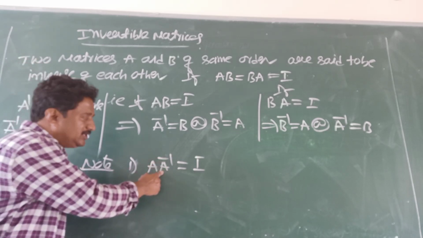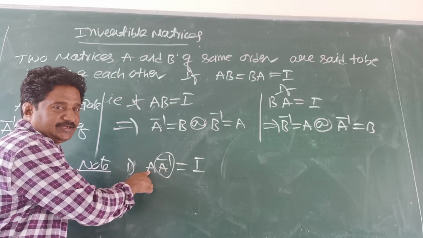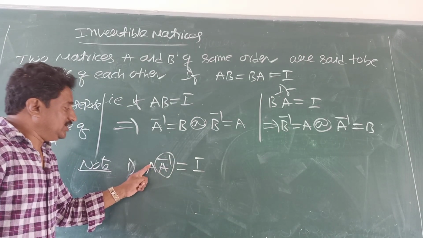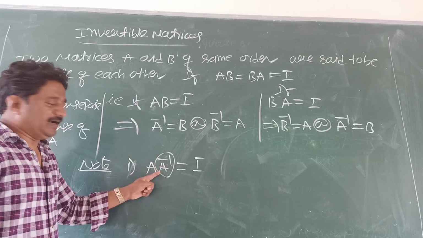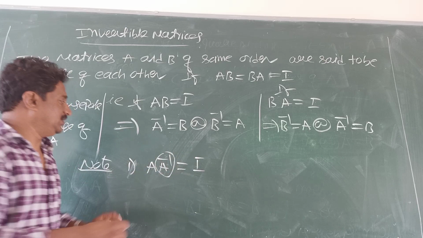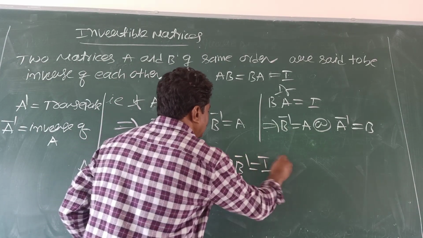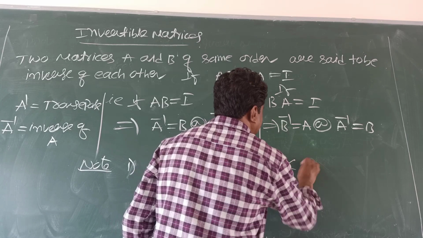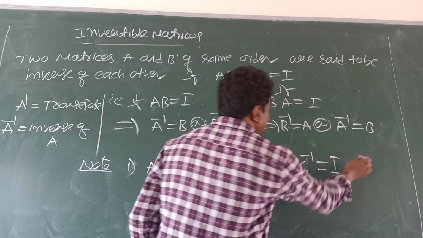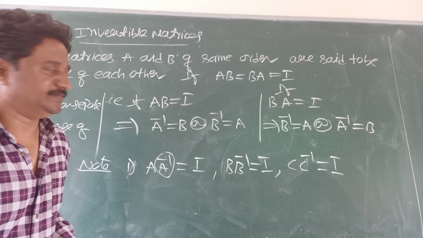Inverse of A means this one is the inverse of the matrix A. Matrix into the inverse of the matrix always becomes what? Identity matrix. Or B into B inverse is equal to I, or C into C inverse is equal to I. Whatever it is, they must all be the identity matrix only.